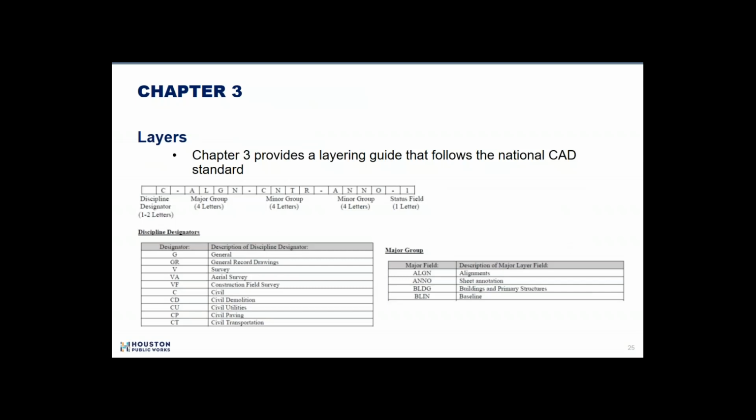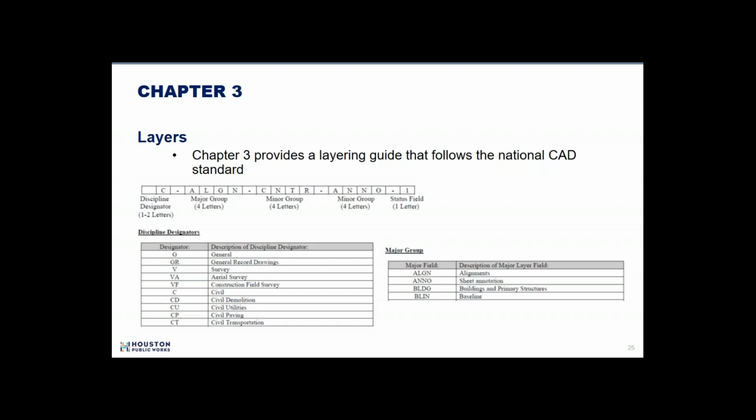One of the other bigger changes that we've gone to is requesting a layer system. So Chapter 3 provides a layering guide that follows the National CAD standard. Nothing revolutionary, nothing groundbreaking, just to set the stage for future layers that might be established by the city, again, for possible implementation of bringing in assets from CAD through into GIS.